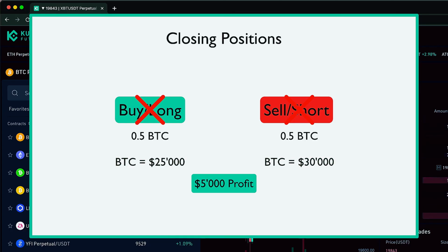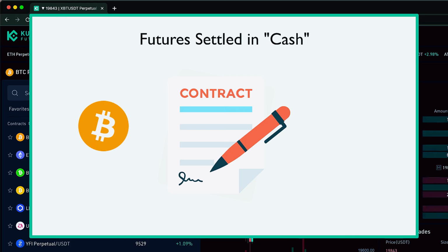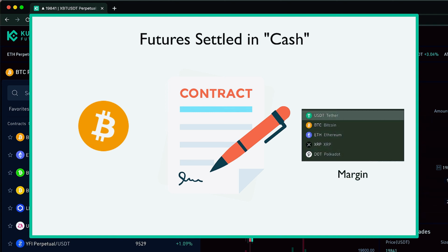The profit or loss is equivalent to the difference in price when we open the long position and when we open the short position. And even though we might enter a futures contract about buying or selling Bitcoin or any other underlying asset, in practice we don't actually need to buy or sell the asset itself. Instead, we can just use any available asset as collateral, also called margin, to fund our trade and pay up when we close our positions.